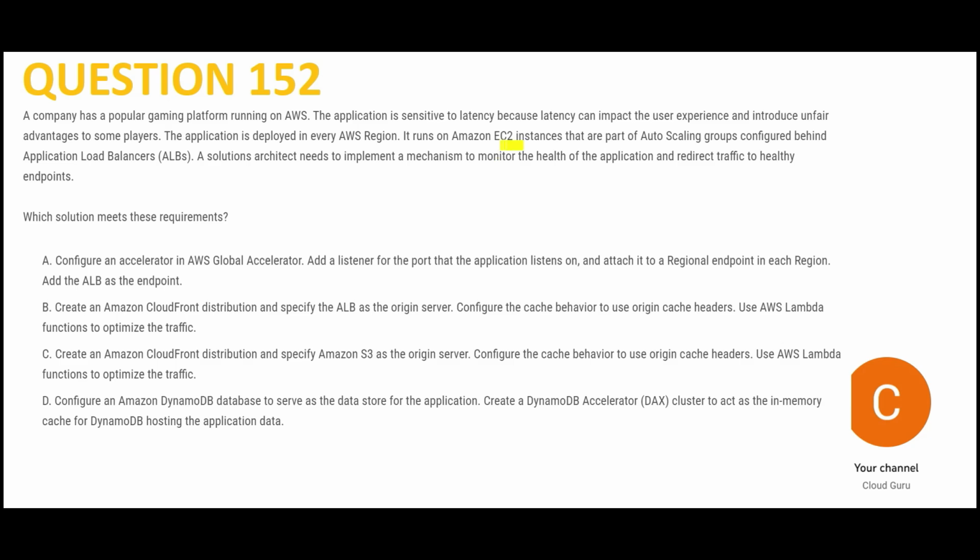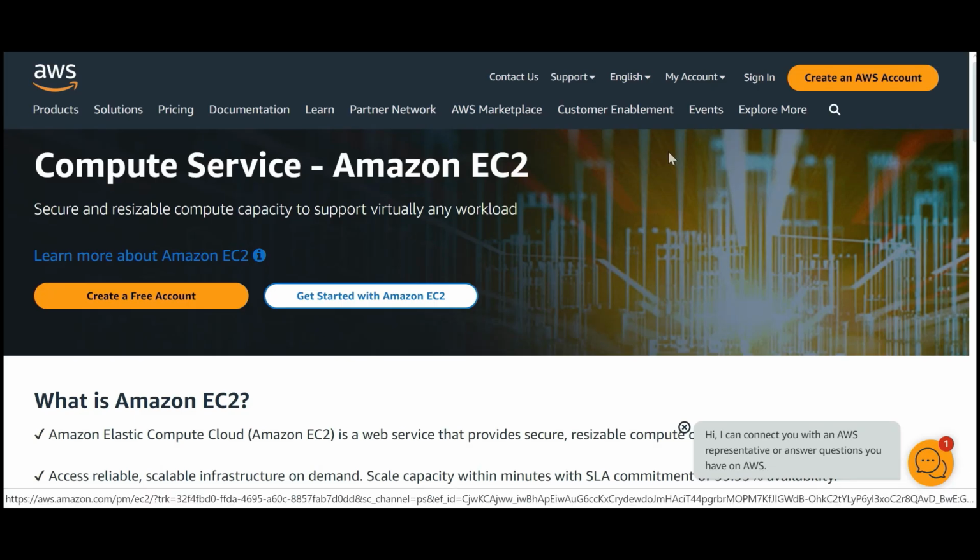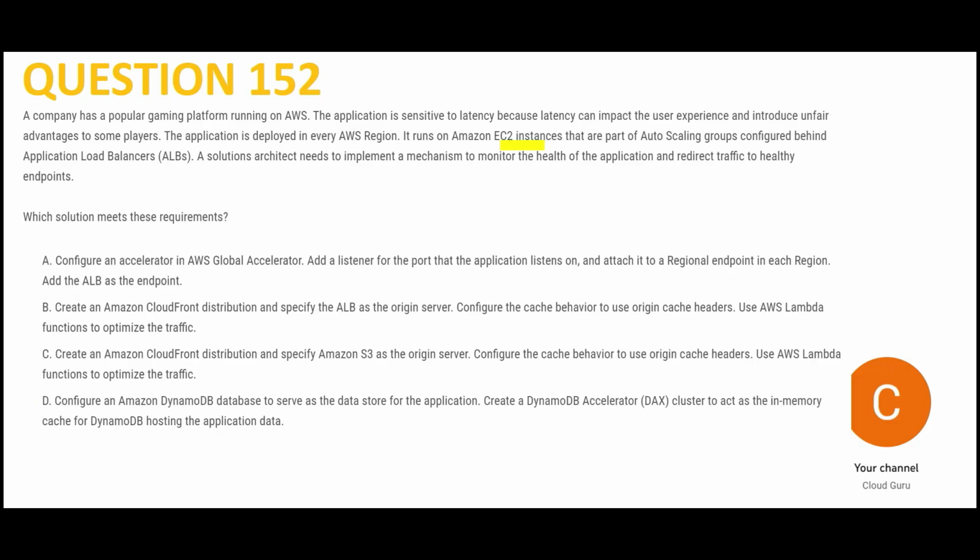Now, what is the gaming application running on? It is making use of EC2 instance. What is EC2 instance? This is a compute. Imagine this is just a computer on cloud. Your own laptop, you have put it inside AWS cloud. So if you want to install software, put applications, just like you do it on your laptop, you do it on EC2 instance. So this gaming application is on EC2 instance.